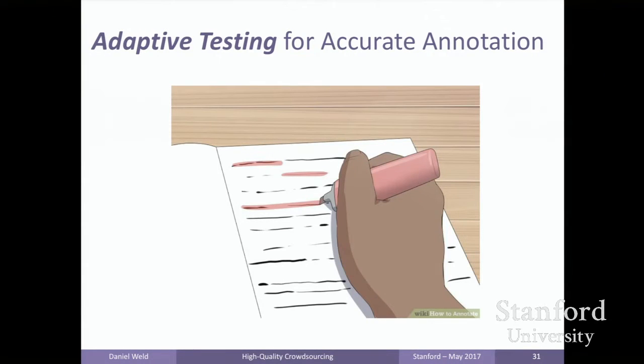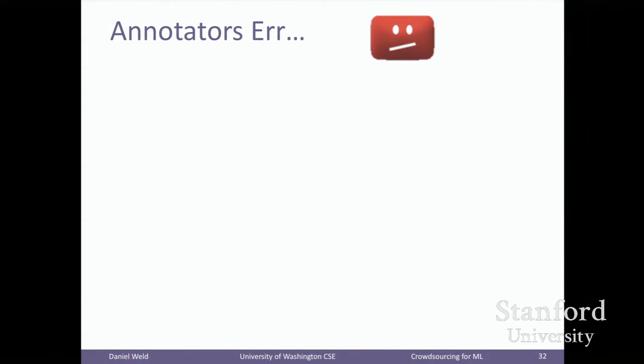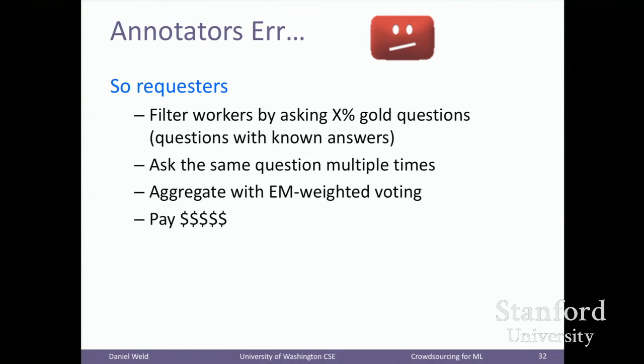Okay, so I want to get back to annotating training data because lots of my NLP colleagues at UW are especially interested in doing this. So the problem, of course, is that the annotators make mistakes. And so what most people tend to do is they filter out with gold questions. They ask workers to do the same thing multiple times as we saw before. They aggregate with expectation maximization. They pay lots and lots of money, and still they tend to be disappointed with the results.